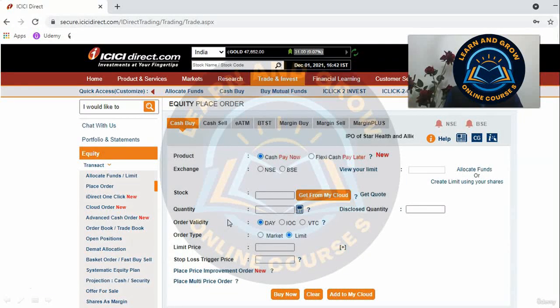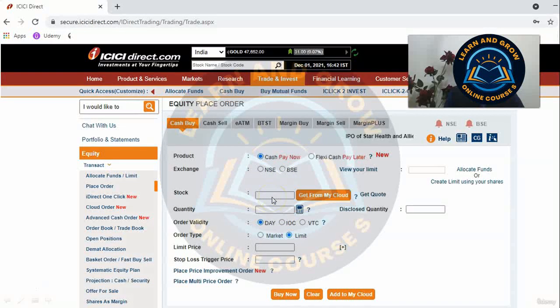Now, when you want to sell the shares, you will have to make sure that there are an adequate number of shares in your demat account. Only then you will be able to sell them. You can't sell the shares unless you have them, isn't it? So that is what you have to check. And then you select the exchange as we did now.